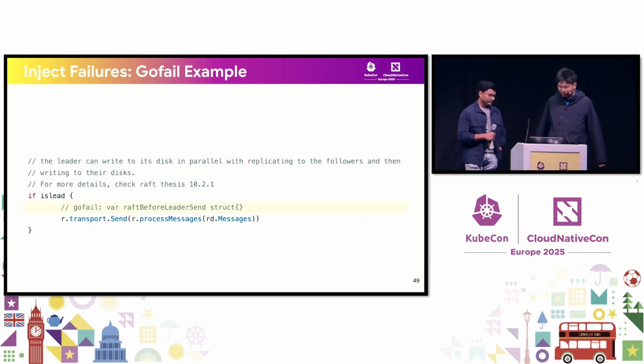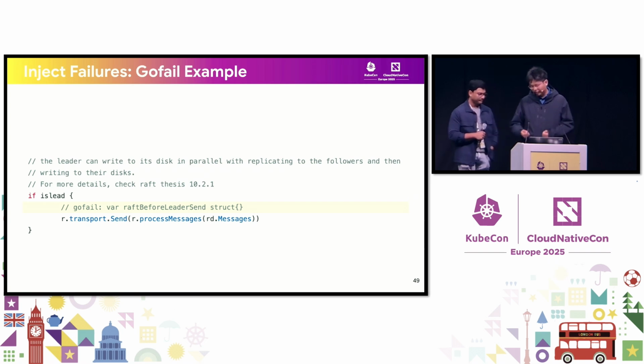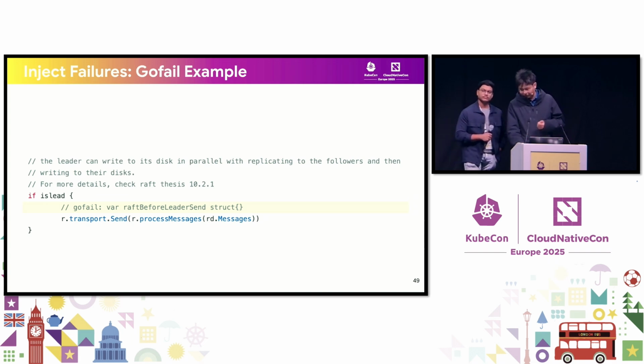In our etcd codebase, for example, we have this panic code here to interrupt the leader from sending out messages in the Raft part of the codebase. And if we enable this during the test, then the node will crash, and we want to check in the end that the cluster is still in the consistency order that we are expecting it to be.